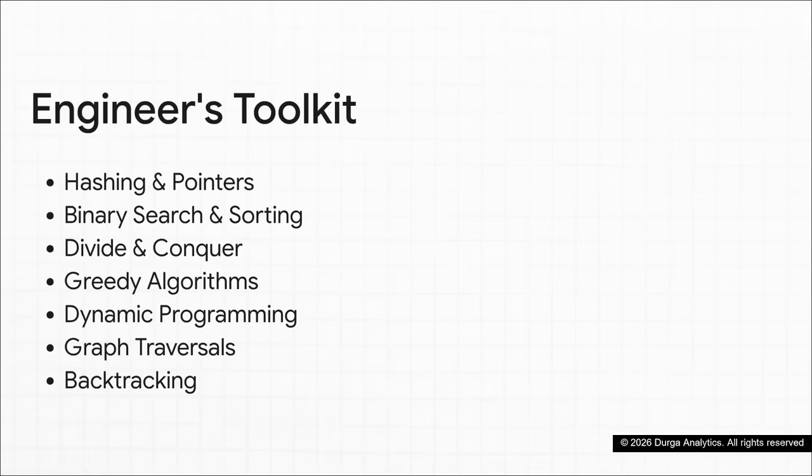We've gone from fast lookups with hashing and pointers to binary search and sorting, divide and conquer, greedy algorithms, dynamic programming, graph traversals, and now disciplined, exhaustive search with backtracking. This is the exact foundation you need before we start building scalable, full-stack and blockchain applications later in the track.